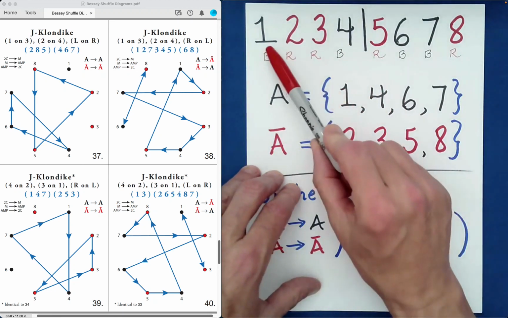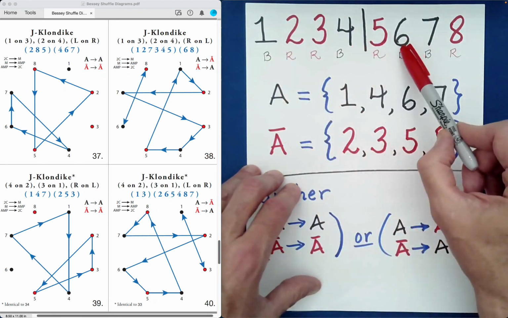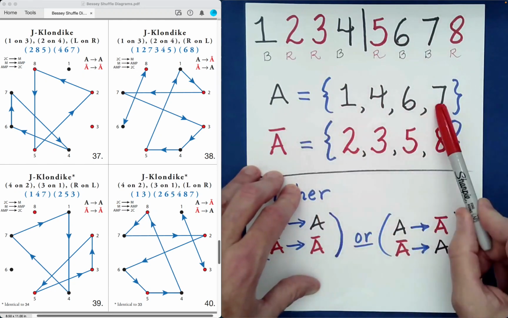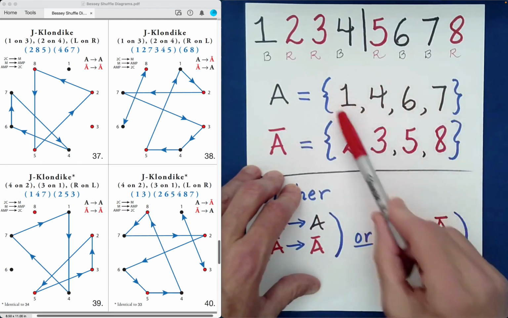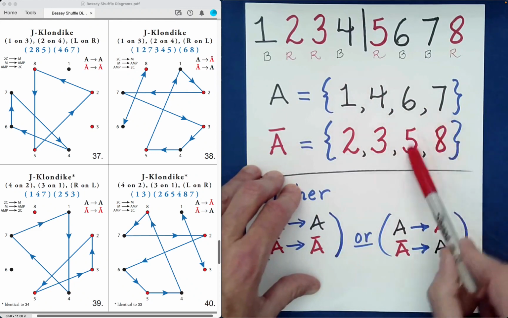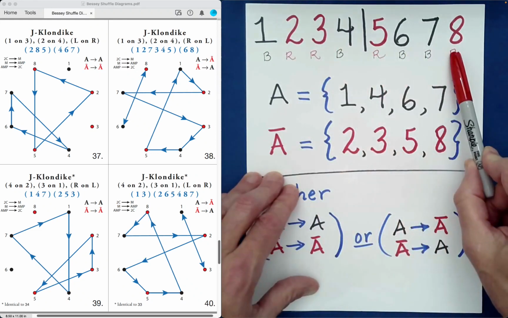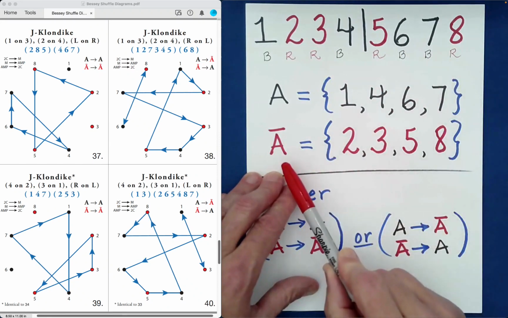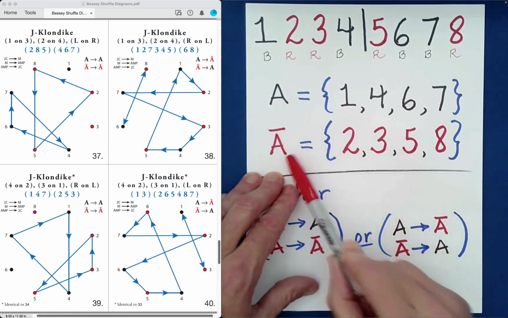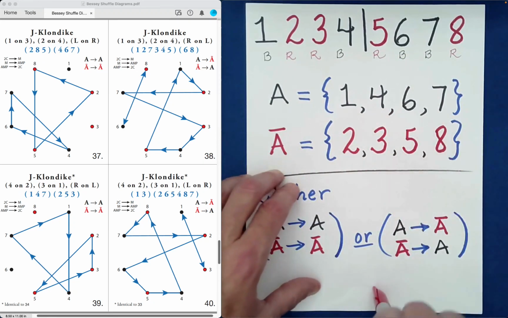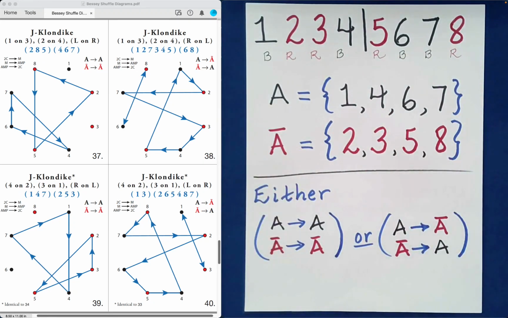Positions 1, 4, 6, 7 will constitute set A. Those position values will be color-coded black, and positions 2, 3, 5, 8, which constitute the complement of A, will be color-coded red. We do this because of the special structure of Bessey sequences.